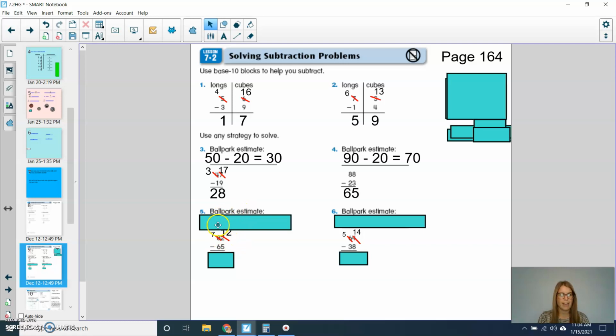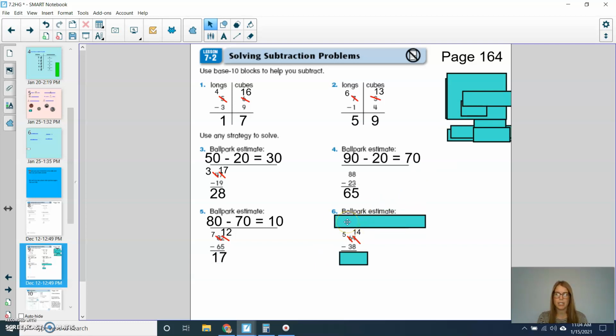For question 5, I have 82 minus 65. I'm going to round 82 to 80, and then 65 is going to round to 70. Since that 5 is 5 or higher, it rounds up. 80 minus 70 equals 10. Now I couldn't solve 2 minus 5, so I needed to go next door and change the 8 to a 7, and now I have 12 minus 5, which I know is 7, and then 7 minus 6 is 1, giving me my answer of 17.